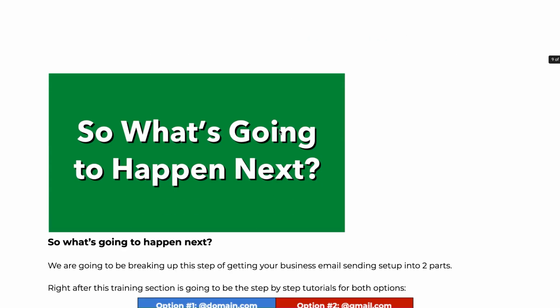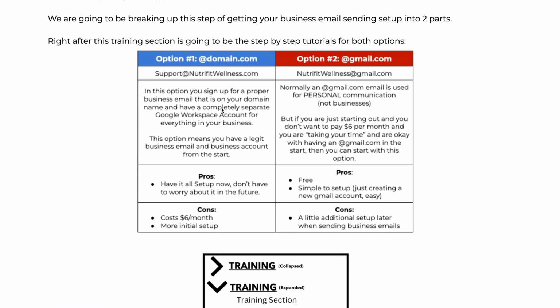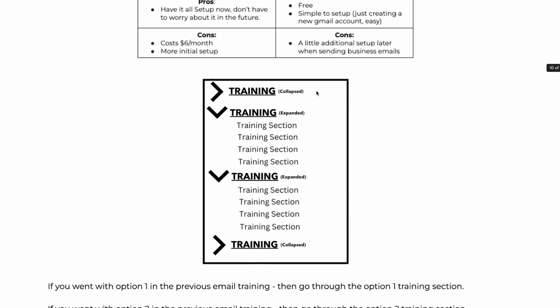What's going to happen next is that we're going to walk you through each of the 2 options. If you proceeded with option number 1 previously, you're going to go through the option number 1 training video. If you went with option 2 previously, you're going to go with the option 2 training video. Do not do both of them. Otherwise, you are going to be confused on how to complete this first step of getting your @domainname email set up.